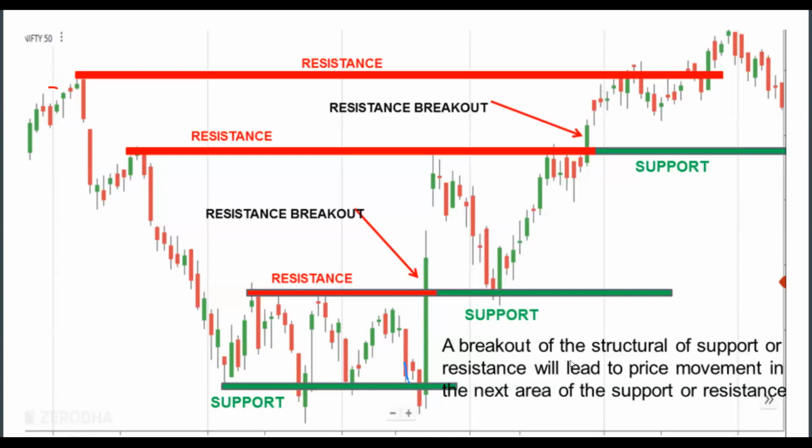Okay, so a breakout of the structural support or resistance will lead to price movement in the next area of support resistance. Does that make sense for y'all? Right? So meaning it's just zone to zone. That's why I call myself a zone to zone trader. If you can draw your zones accurately, then all you have to do is realize the break or retest of those zones will give you entries until the next area. That's it. That's why I call myself a zone to zone trader, because once you draw your zones properly, once price breaks one zone, it's going to go to the next zone.